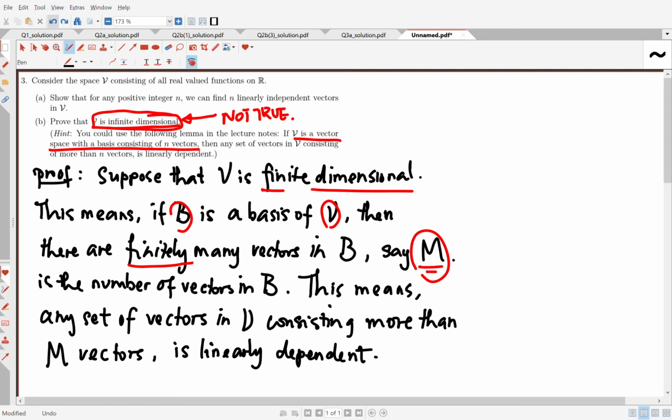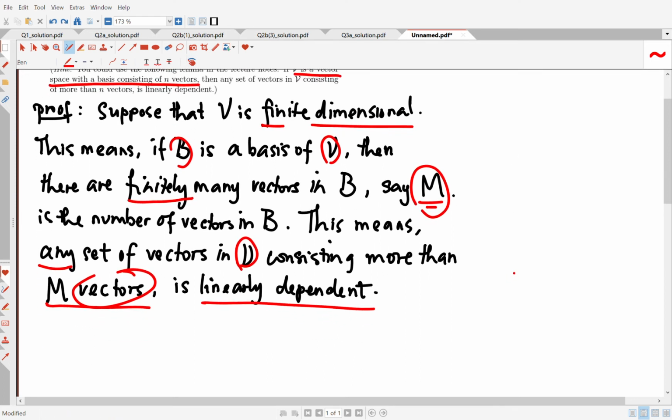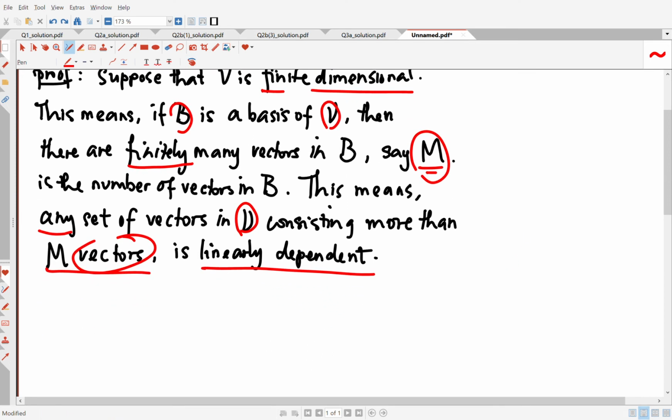So any set of vectors in V consisting of more than m vectors, in this case these vectors are just functions, is linearly dependent. Then what is wrong with this?